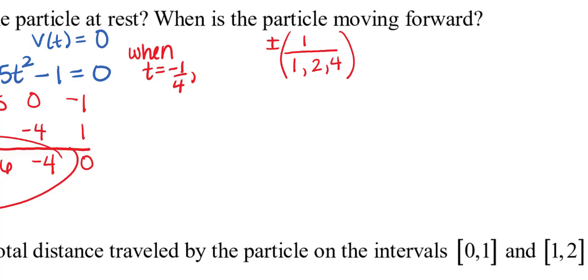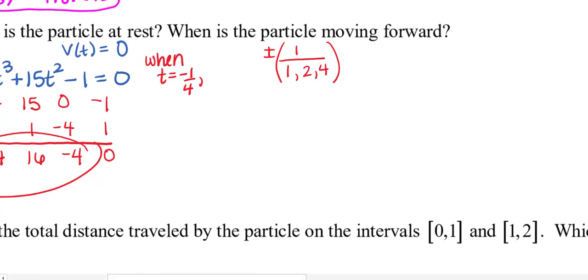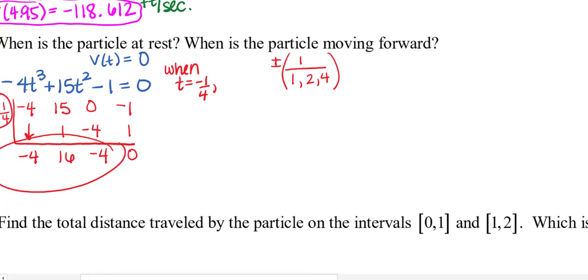So the 3 answers that I have for when does v of t equal 0, so when is that blue function right there equal to 0, is when t equals negative 1/4, when t equals 2 plus square root of 3, and when t equals 2 minus square root of 3.